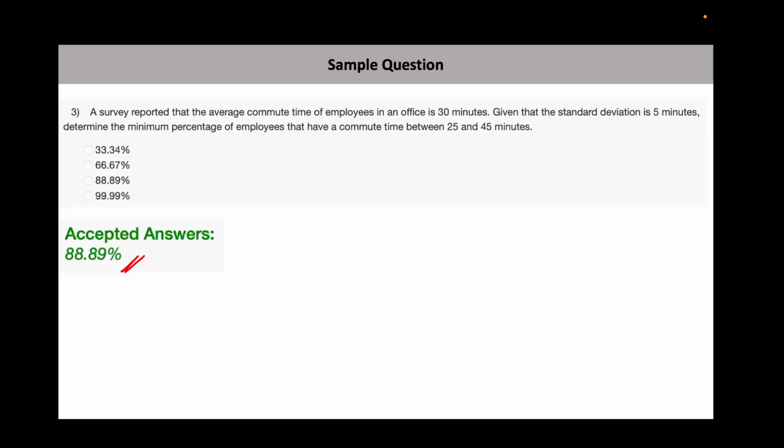88.89% of the data will lie between the 25 to 45 minutes value. That is, that many employees are commuting between 25 to 45 minutes, as the data is saying. So your correct answer to this question will be 88.9. This was a little tricky question. I hope it is clear. And we'll just move ahead to the next question.